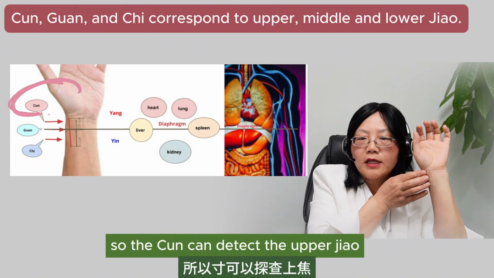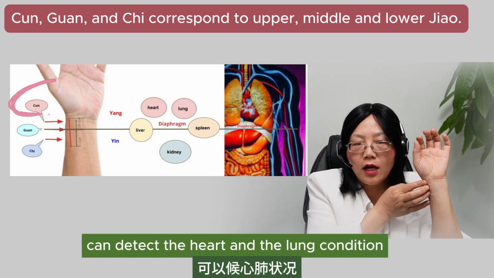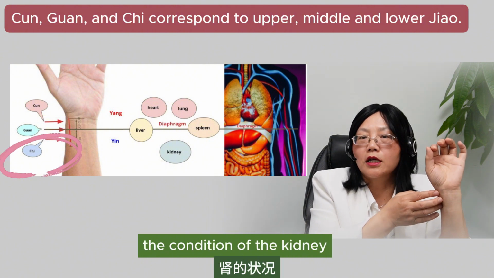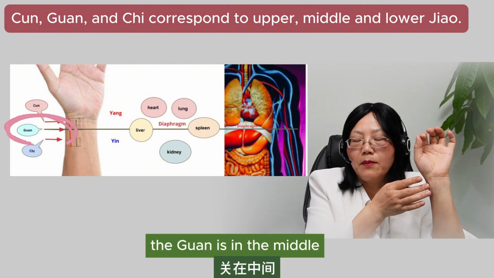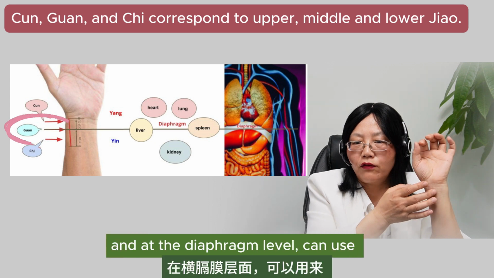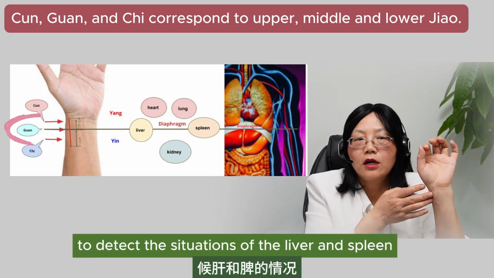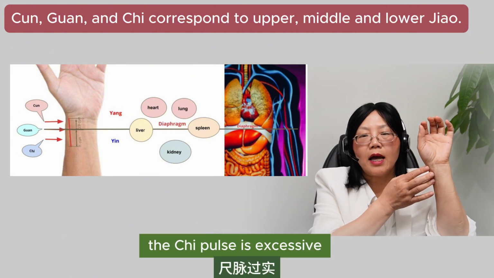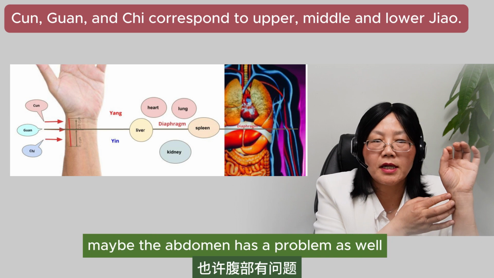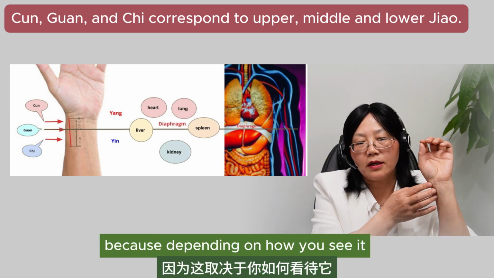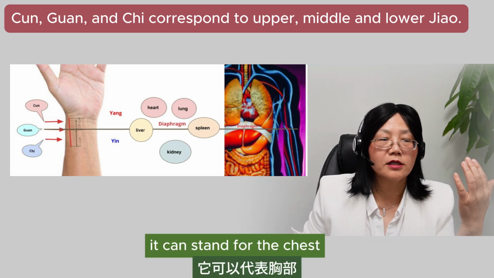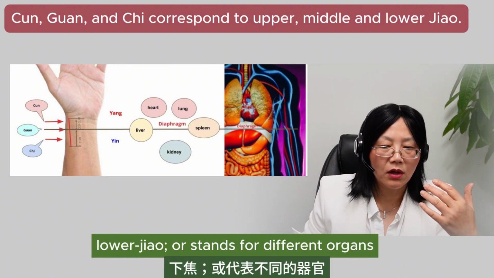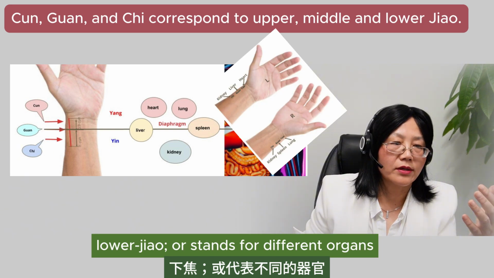So the cun can detect the upper jiao, can detect the heart and the lung condition. And the chi portion can detect the condition of the kidney. The guan is in the middle, similar to the diaphragm. At the diaphragm level, it can be used to detect the situations of the liver and the spleen. If you feel the chi pulse is excessive, you can think about it, maybe the abdomen has a problem as well. Because depending on how you see it, it can stand for the chest, the diaphragm, and the abdomen, upper jiao, middle jiao, lower jiao, or stand for different organs.